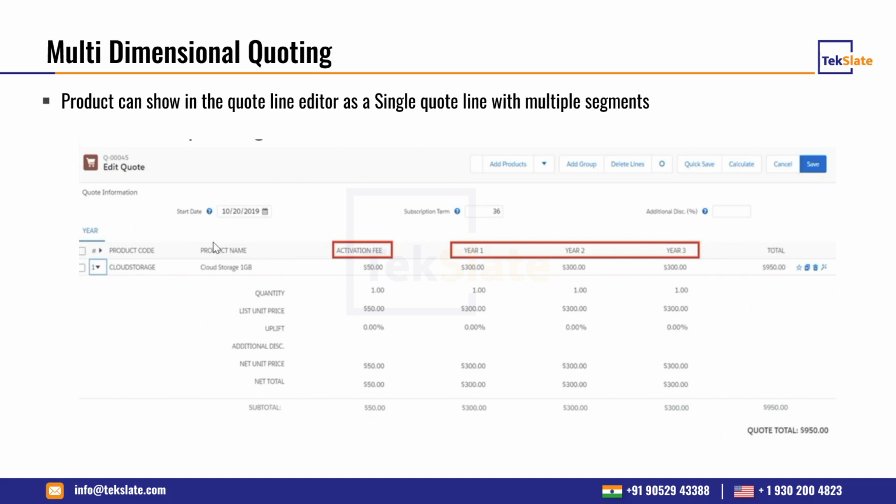So here I can also play around in two ways: one-time price plus a subscription. One-time price is, for example, when you purchase cloud storage, they will charge you an activation fee, which is only a one-time fee. You will not pay the activation fee for all 3 years. Only in the first year will you pay the activation fee, and I show my customer the cost for year 1 subscription, year 2 your cost, and year 3 your cost. So with a combination of one-time fee plus subscription fee, I can play around with multi-dimensional quoting.